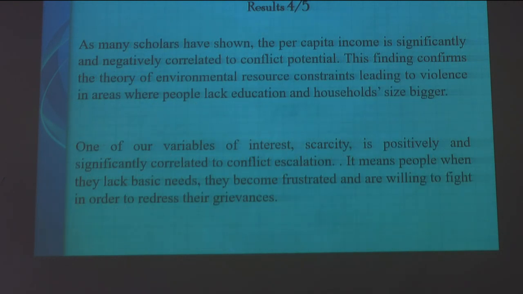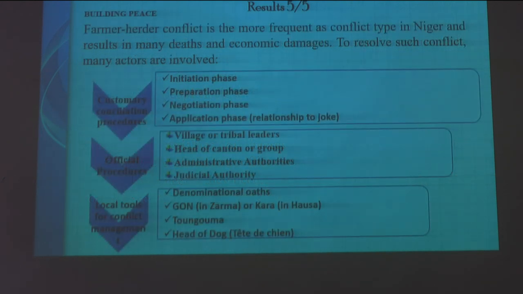Then one of our variables of interest, scarcity, is positively and significantly correlated to conflict escalation. It means that when people lack basic needs, they become frustrated and are willing to fight to redress their grievances. Homer-Dixon and other researchers support this hypothesis as the main finding, so our result conforms to that.